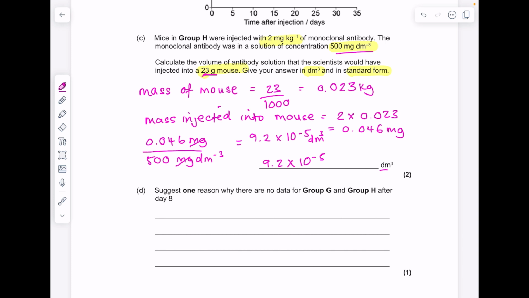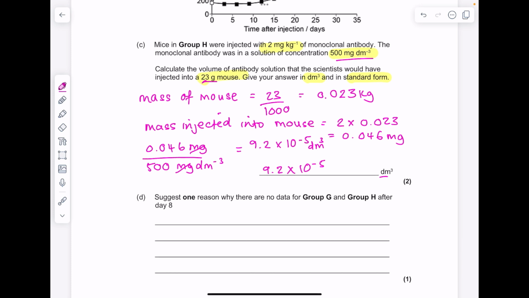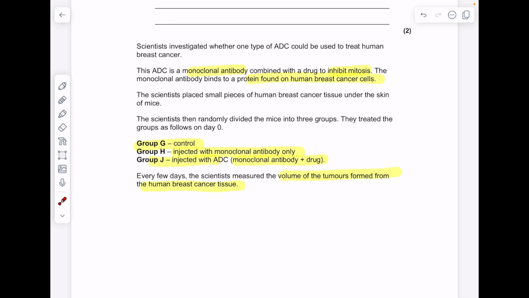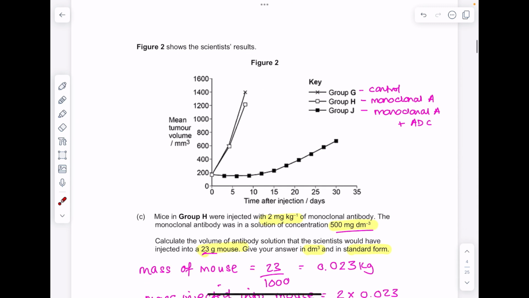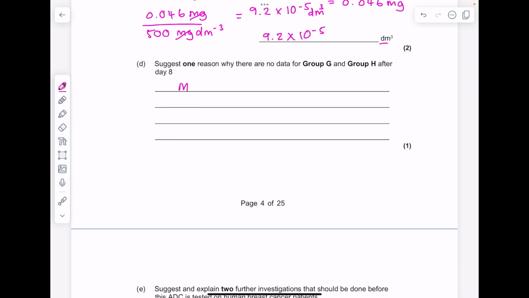Give one reason why there were no data for Group G and Group H after day 8. If we check the information in the question, it tells us that Group G were the control mice that had simply the human breast cancer tissue under their skin. Group H had just the monoclonal antibody as well as that breast cancer tissue, whereas Group J had the ADC, which is the drug. So the reason why there's no data after day 8, sadly, is likely because all the mice died. The mice died for those 2 groups of mice which hadn't received the ADC.